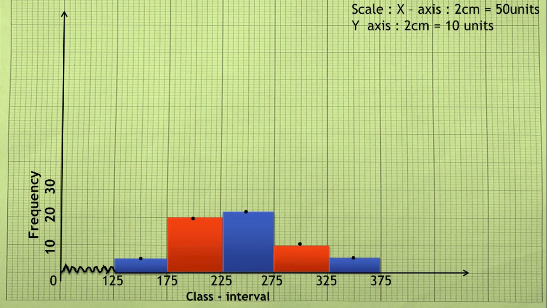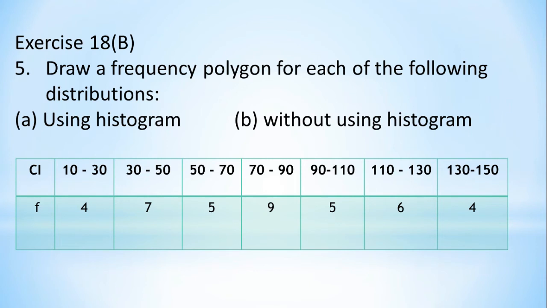Now mark the midpoints of the rectangles. Hence mark the midpoint before the first class and after the last class. Then join the midpoints by using a scale. So it is a frequency polygon.